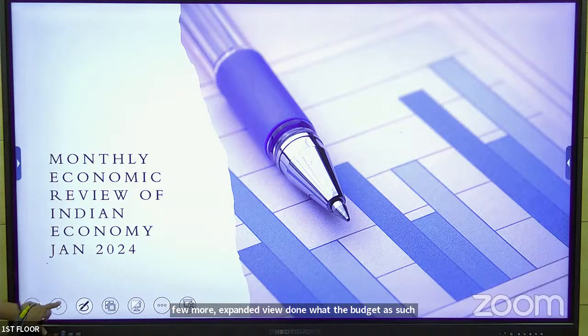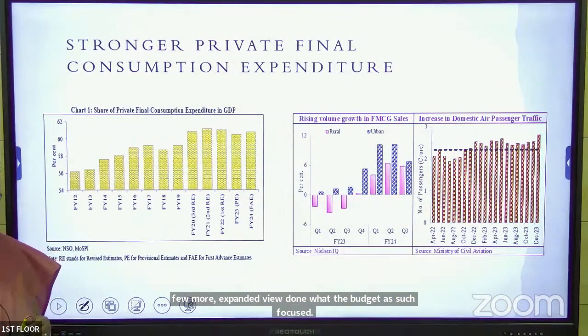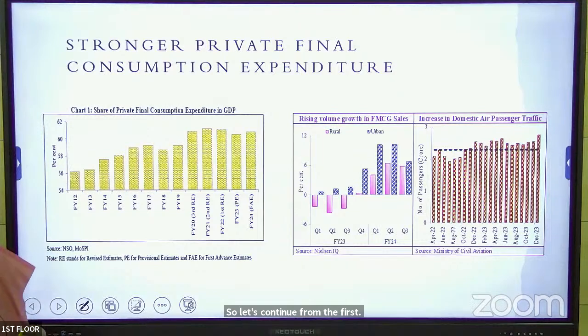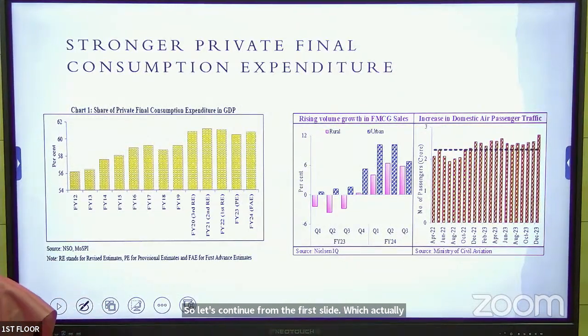So let's continue from the first slide, which actually talks about stronger private final consumption expenditure. These are all, you can again consider, how India has bounced back, the resilience of the Indian economy. We saw some 6 different graphs and diagrams as evidence of it.